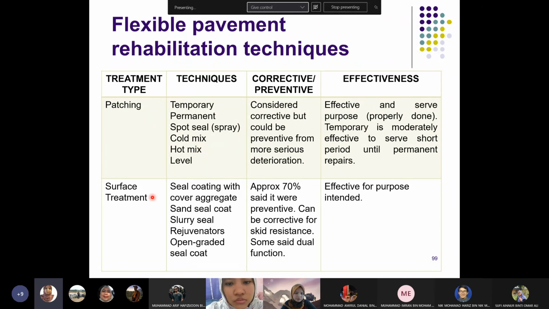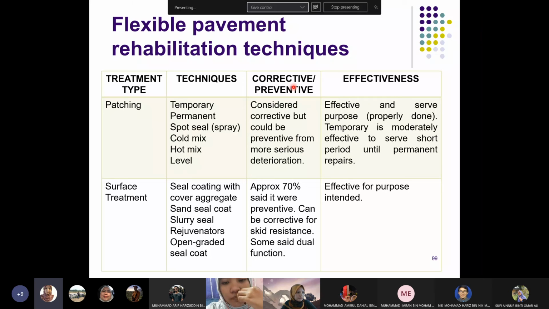Right, and then we have surface treatment. Surface treatment ni is a seal coating. Seal coating with cover aggregate, sand seal coat, slurry seal, rejuvenates, and then you go for open graded seal coat. Right, so ada banyak teknik yang kita boleh guna under surface treatment.